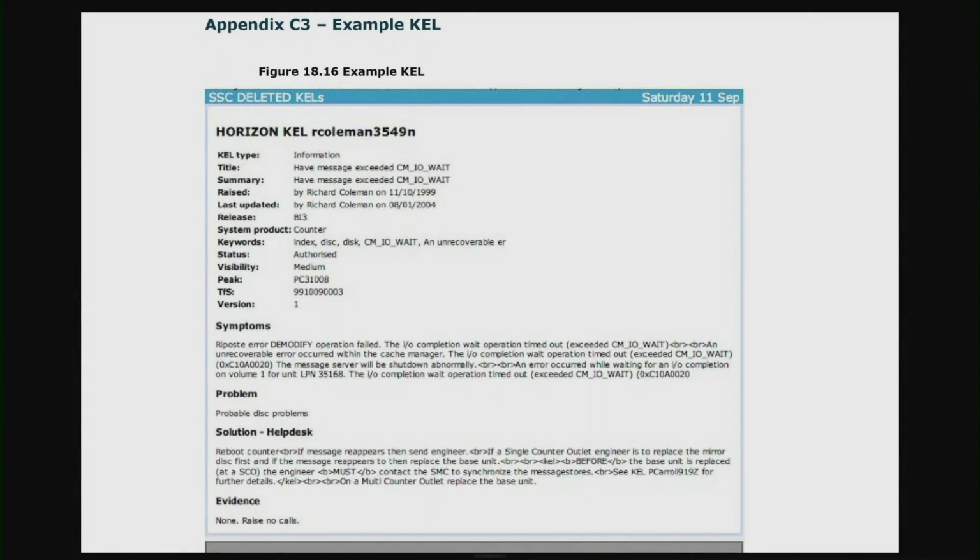In terms of the header, Horizon KEL, R. Coleman 3549 N. In your report, you say this contains the metadata for the KEL, and it included the name of the Fujitsu employee who raised it, the identifier for the peak or Pinnacle that originated the KEL, and the version number of the KEL. Is that right? That is correct. And that's all in that top line, Horizon KEL. Yes, you can see that the peak identifier is a bit below.